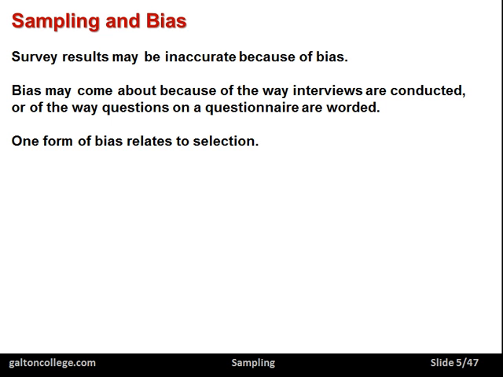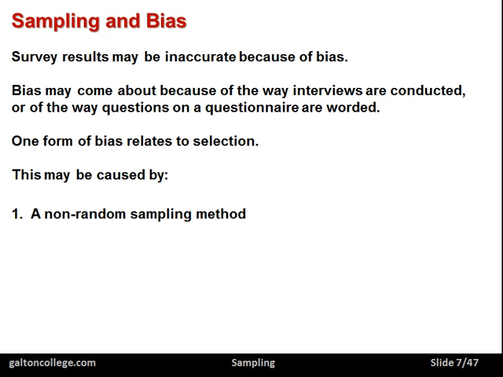One form of bias relates to the sample selection. Now, this may be caused by a non-random sampling method. Random sampling means every member of the population has an equal chance of being selected. If there are 100 items in the sample, then the chance of anyone being selected should be 1 over 100, 1/100th. If it's not the case, there is bias. So random sampling means every element in the population has an equal chance of selection.